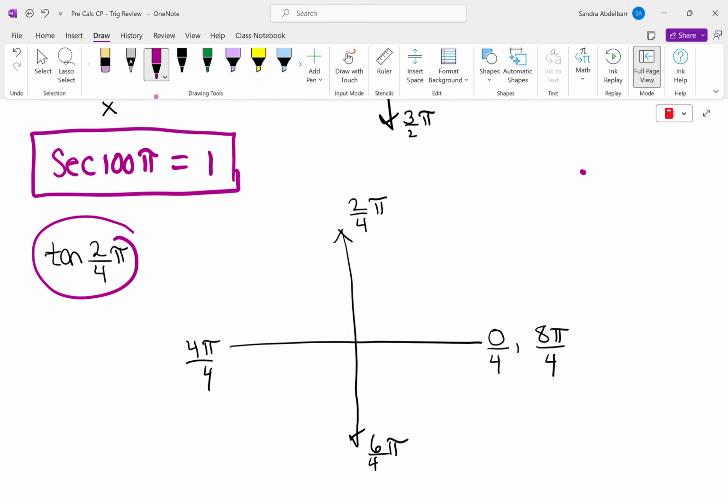So when I ask for the tangent of 2 pi over 4, that's right up here. So this is the point 0, 1. And now tangent, if you remember, is y over x. So my y coordinate is 1. What's my x coordinate? 0. What happens when you have 0 in the denominator? What does that make it? Undefined.